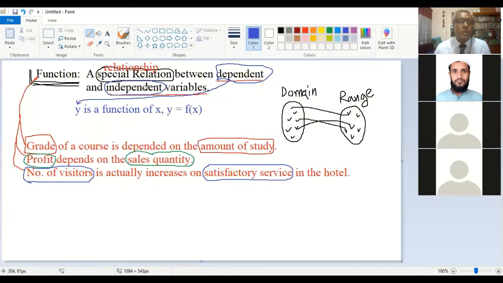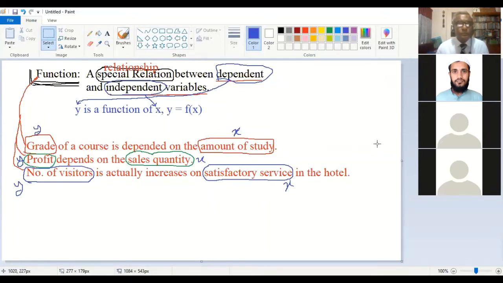Now in the sentences also you can find out grade is your y, and amount of study is your x, and profit is your y, and it is a function of x, so sales quantity is x, and then number of visitors is y, and then satisfactory service is x, like that. Do you understand up to this? Yes, sir.